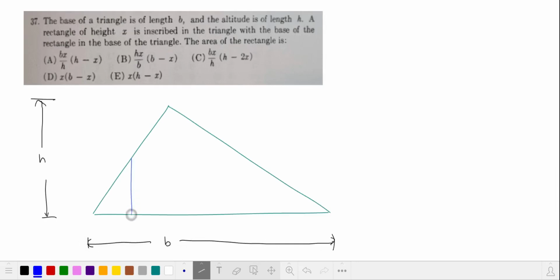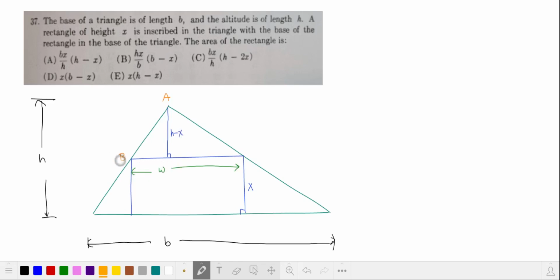We have a rectangle inscribed inside that shares one side with the side of the triangle, and the height of this rectangle is x. Drawing a perpendicular from the vertex of the triangle to the top of the rectangle, this distance is h minus x. Let's call the width of our rectangle w.